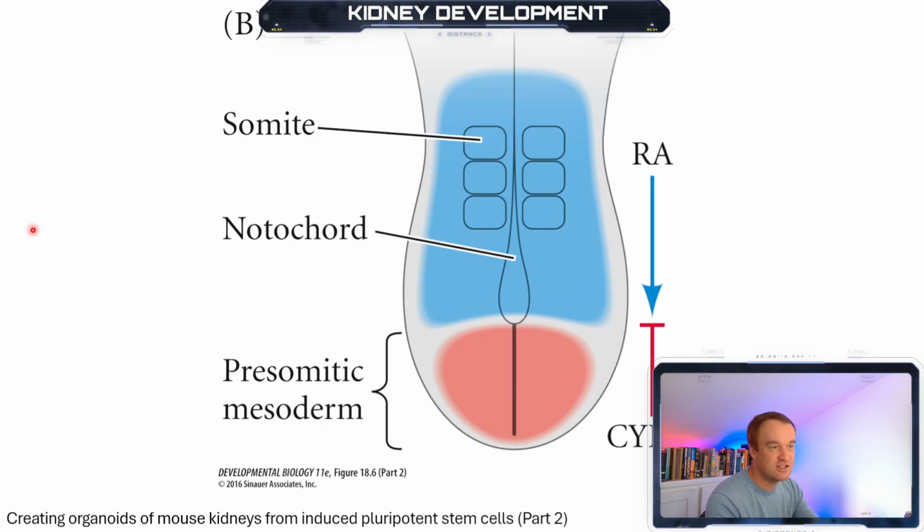So here, you see we have the notochord, the somites, the presomitic mesoderm down here, which has high CYP26, which is a repressor of retinoic acid. So once these cells start to migrate, that retinoic acid is not in this area because CYP26 is repressing it. But further back, more anteriorly, we have higher retinoic acid, which can cause them to differentiate.